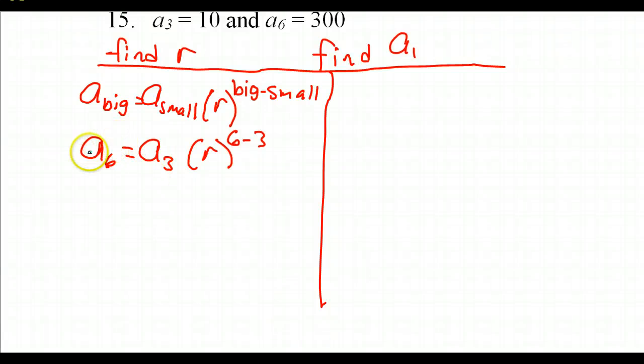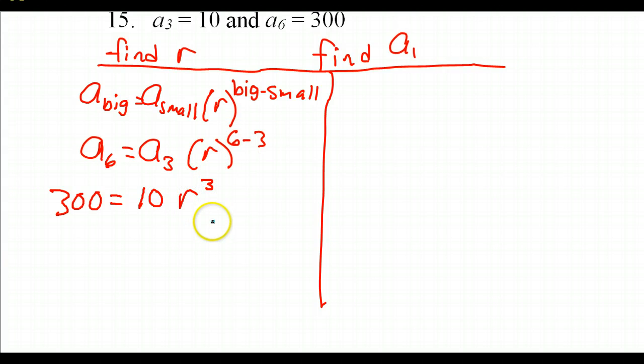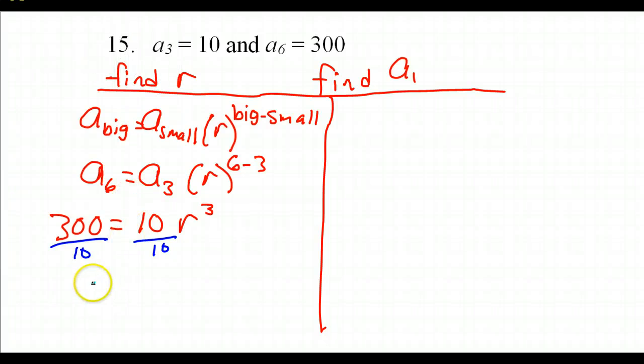A6 is 300, so I will substitute 300. A3 is 10, so I will substitute 10. And this is R to the 6 minus 3 power, so that's the third power. Now I will divide both sides by 10. So that's going to give me 30 is equal to R to the third power.